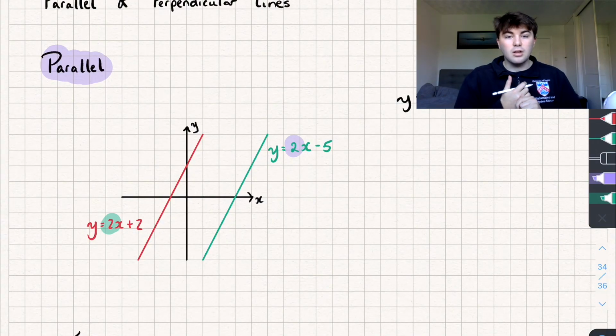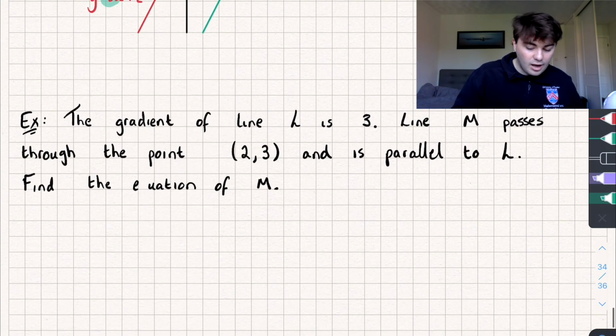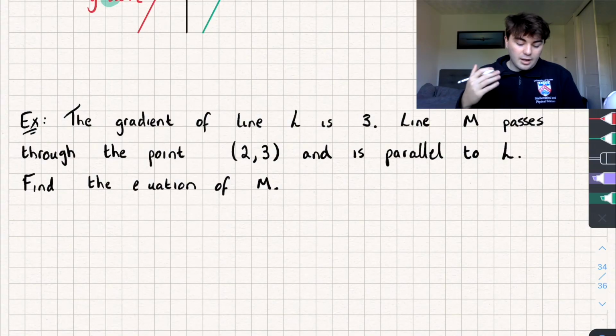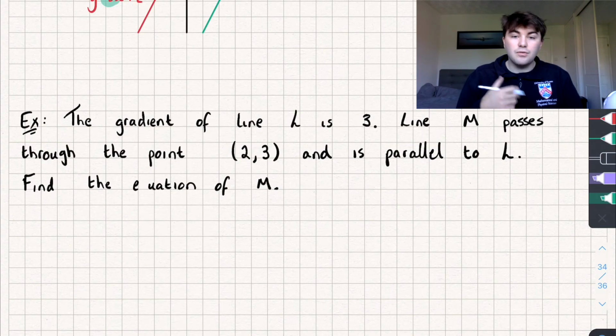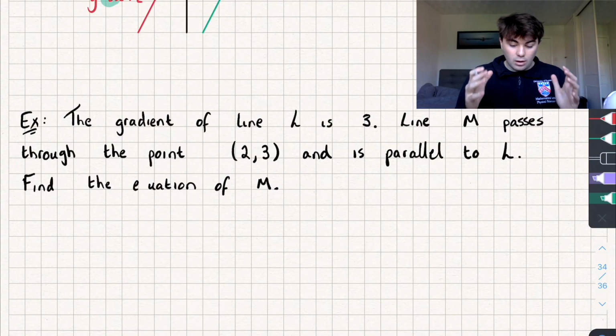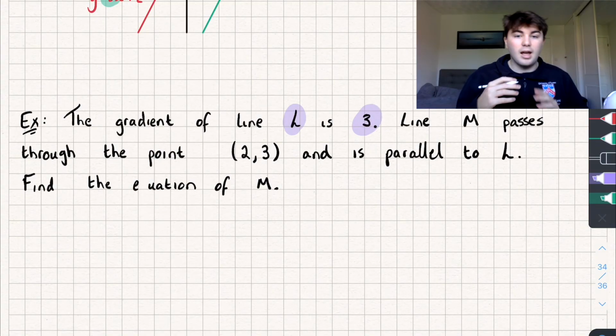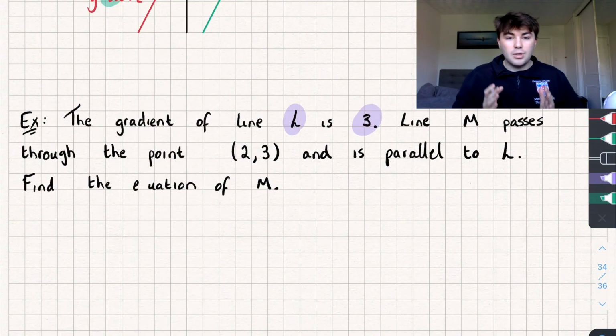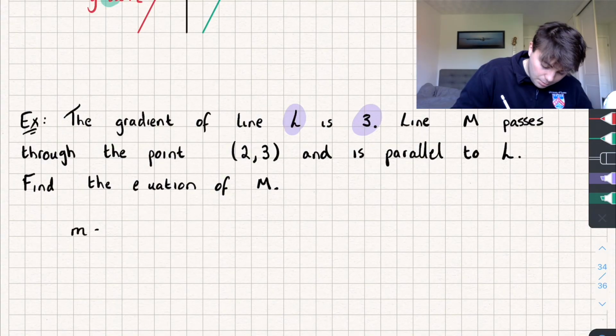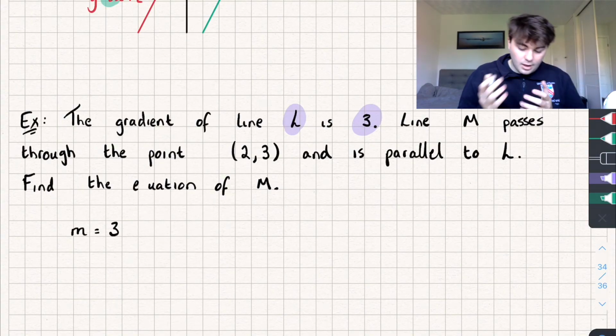Okay, so let's take a look at an exam style question that you could get, and it says the gradient of line L is equal to 3 and line M passes through the point (2, 3) and is parallel to L, and we need to find the equation of the line M. So what do we know about line M so far? Well, it's going to be parallel to the line L, and we're given in the question that the gradient of line L is equal to 3, and so because they're parallel, their gradients are equal, so the gradient of line M is going to be equal to 3, okay?